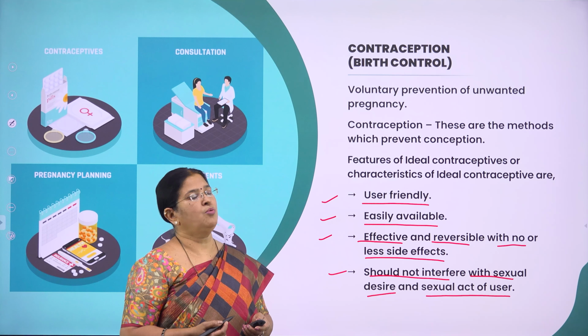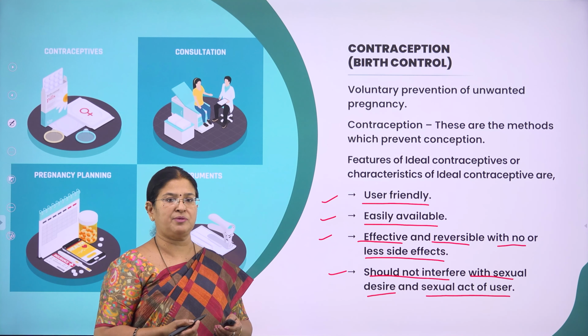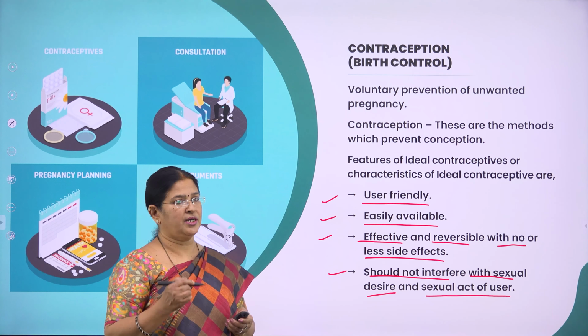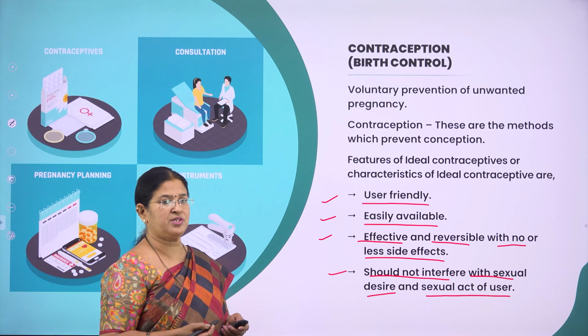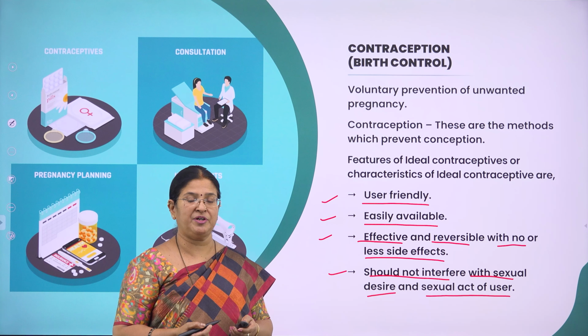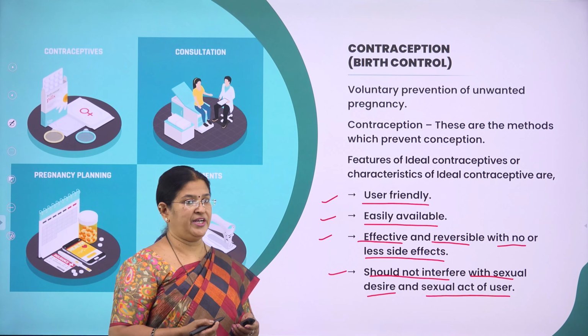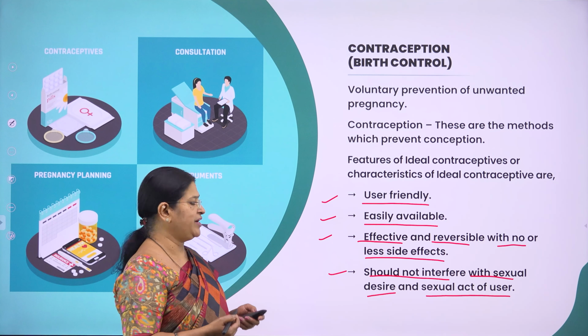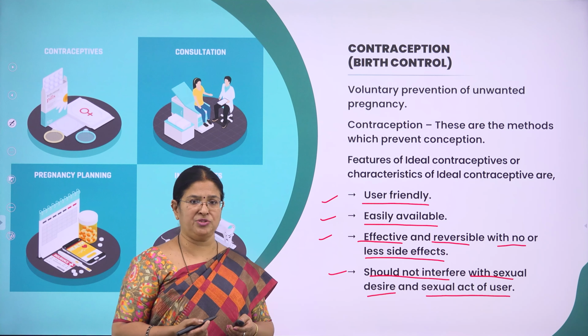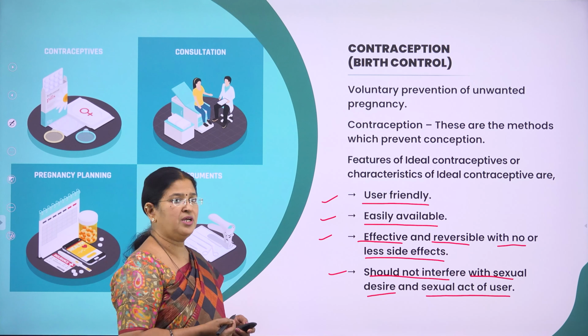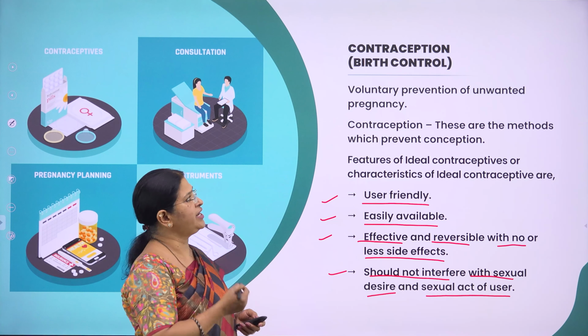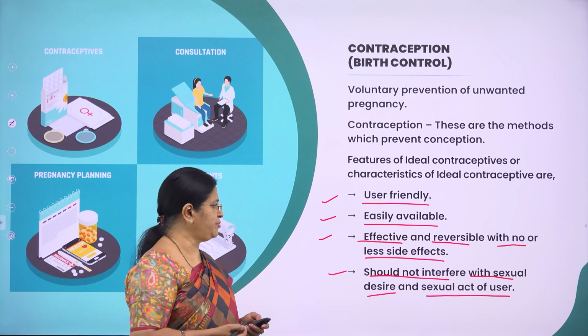And as I said, what is the working principle of these contraceptive methods? It works in three ways. First one is what? Preventing the contact between the sperm and the ovum, preventing fertilization, and preventing the embryo from implantation into the uterus. Hope you have understood the introductory part of this very important concept called contraceptive methods.